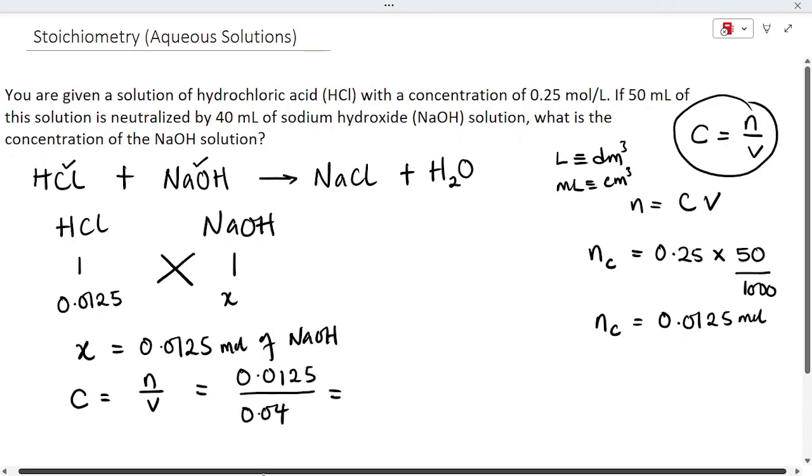And finally, your answer: the concentration of sodium hydroxide becomes 0.0125 divided by 0.04. And so you have 0.3125 moles per liter. And that is simply your answer.